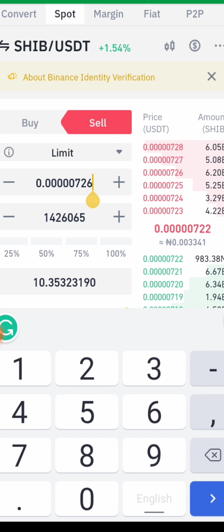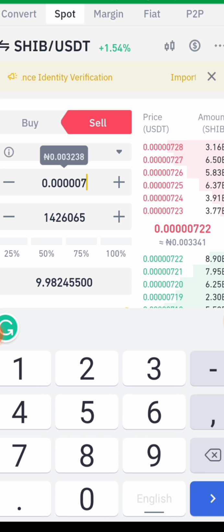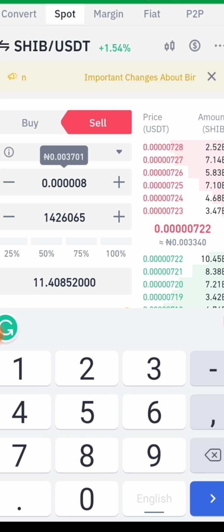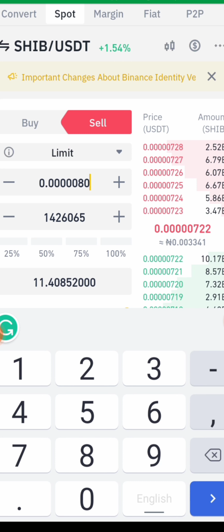Maybe as I want to sell now, I can decide, okay, I want to sell my SHIB when SHIB appreciates up to 0.000 into 5, then 809, instead of 728 or 726 that the market is currently selling. So that is where you make the gains.